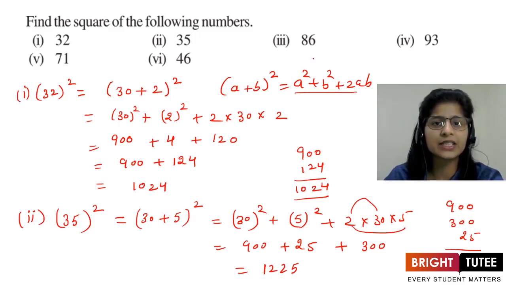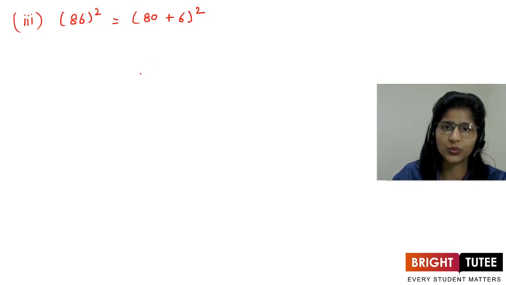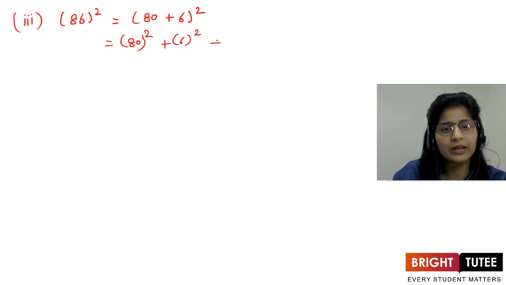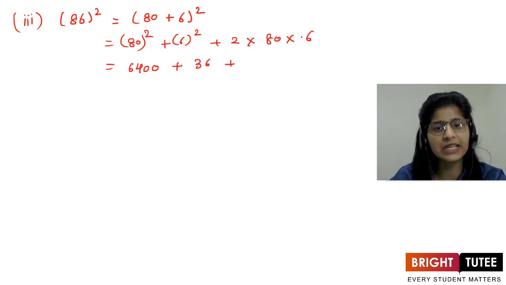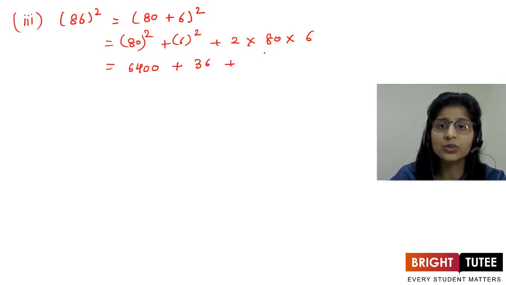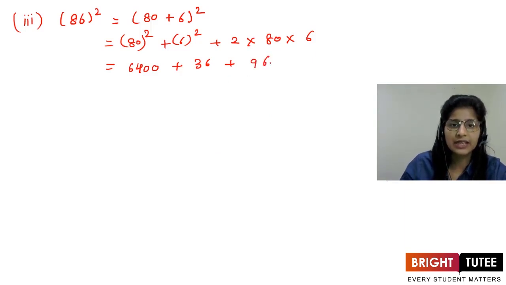It is 86 square. So it is the third part and we are doing 86 whole square. 86 can be written as (80 plus 6) whole square. So we will apply the identity a square plus b square plus 2 into a into b. Let us do it. 8 8s are 64, 6400, plus 36, plus, just see, 2 into 80 into 6. 6 into 2 is 12, 12 8s are 96. So we get 960 here.